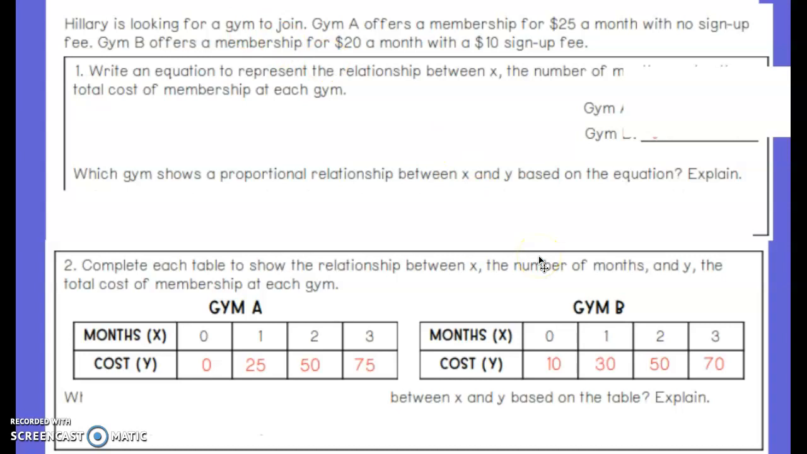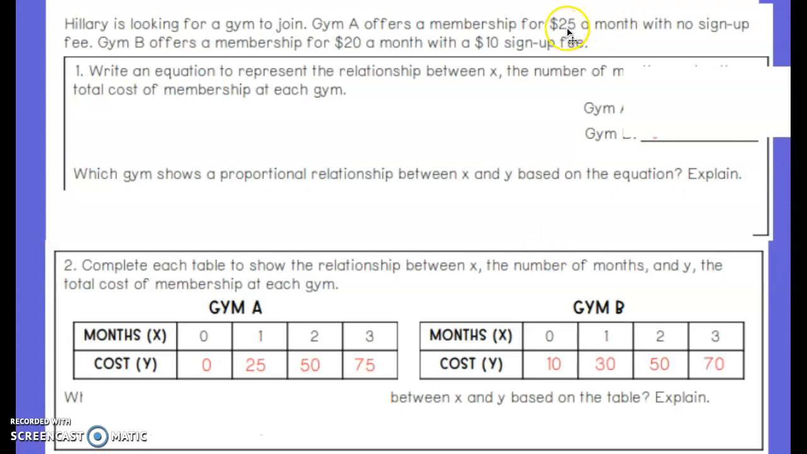Hillary is looking for a gym to join. Gym A offers a membership for $25 a month, which means $25 every month with no sign-up fee. Gym B offers a membership for $20 a month with a $10 sign-up fee.